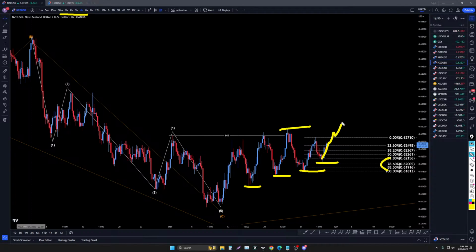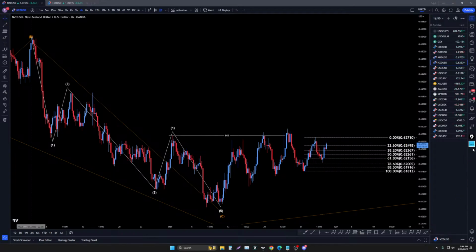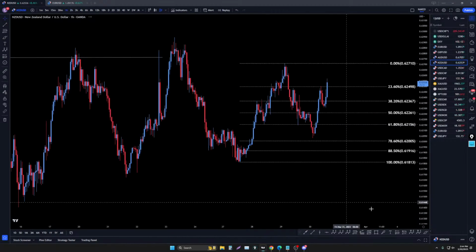I think it'll break out, probably make more pullbacks along the way, which is great for us because at the end of every single one of these pullbacks is where I will be looking to go long for the continuation of the uptrend. So let's see what's going on the 1-hour time frame.